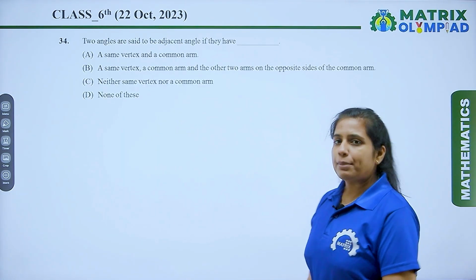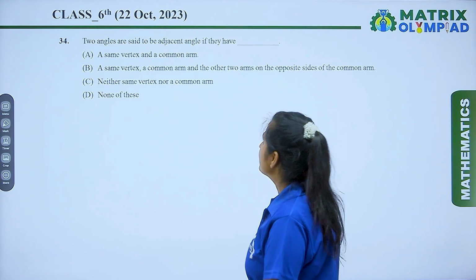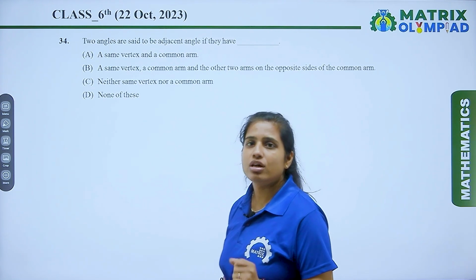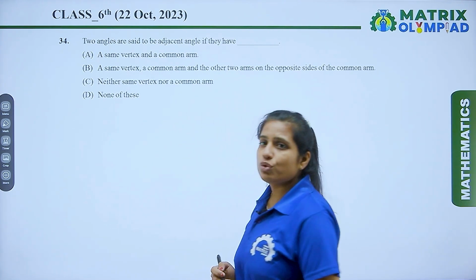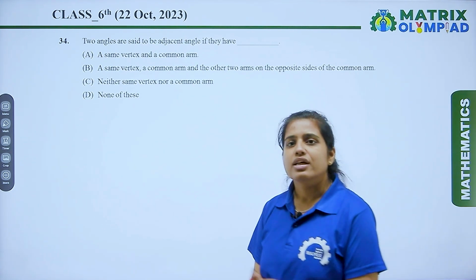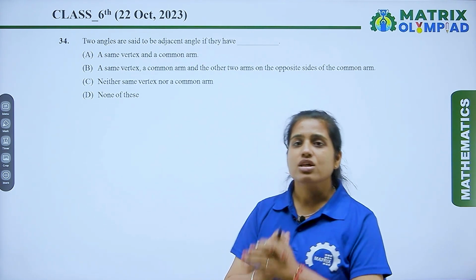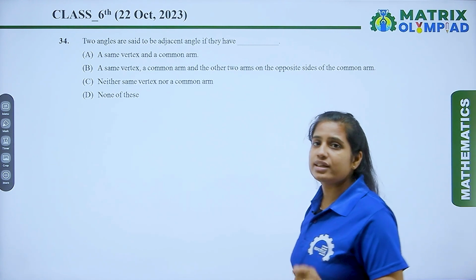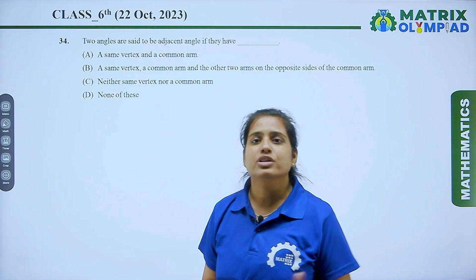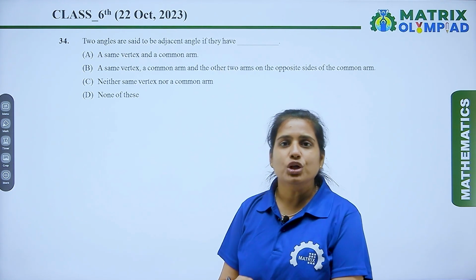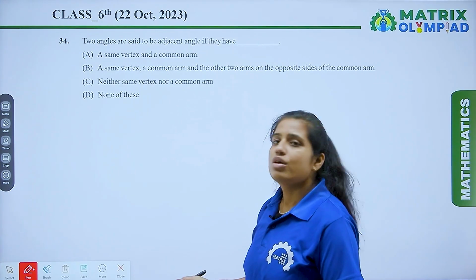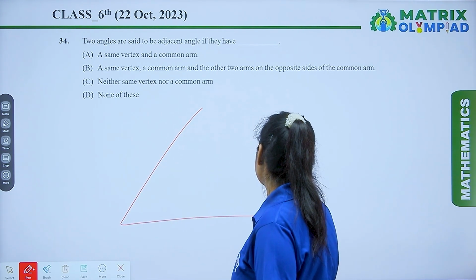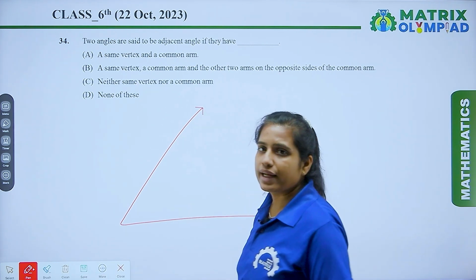Now the next question is question number 34. Two angles are said to be adjacent angles if they have... Out of these 4 options, we have to fill in the correct option. First we have to understand what an adjacent angle is. Adjacent angles are angles which are formed by a common arm, a common vertex, and an arm that is opposite to the common arm. And these angles do not overlap each other. Let's understand it from a figure and then find the correct answer.